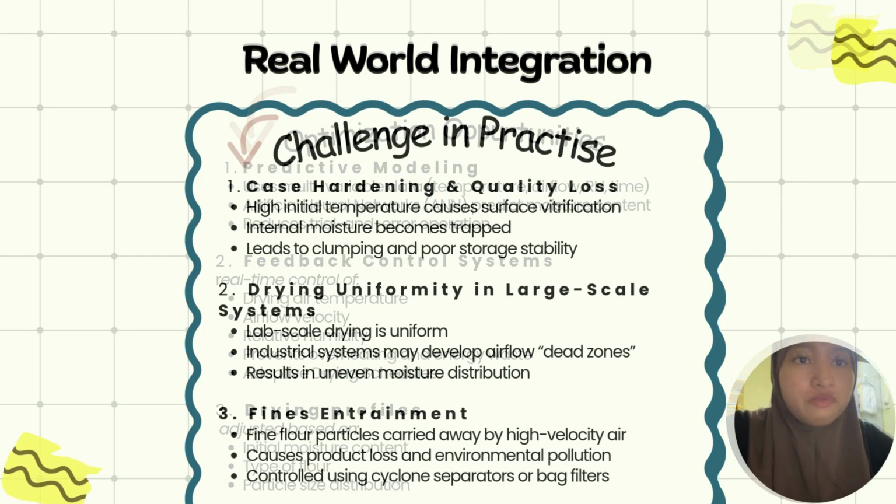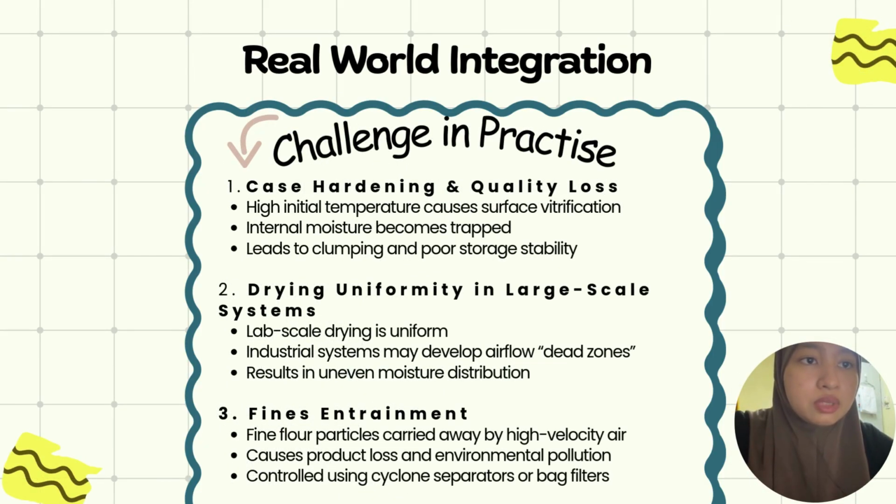However, several challenges are commonly encountered in real-world applications. One major challenge is case hardening, which occurs when high temperatures such as 70 degrees Celsius are applied too aggressively at the initial stages of drying. This causes the outer layer of the flour particles to vitrify or harden, trapping moisture inside. Although the surface appears dry, the internal moisture may lead to clumping or microbial spoilage during storage.